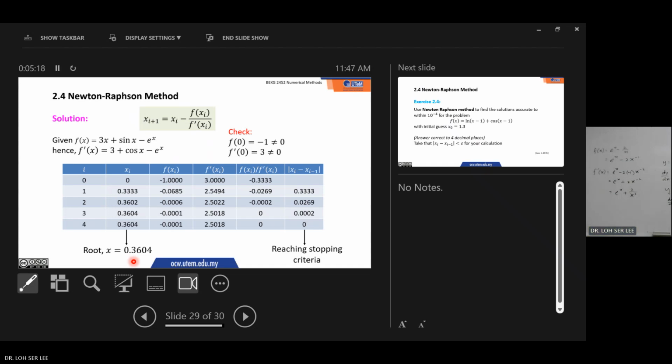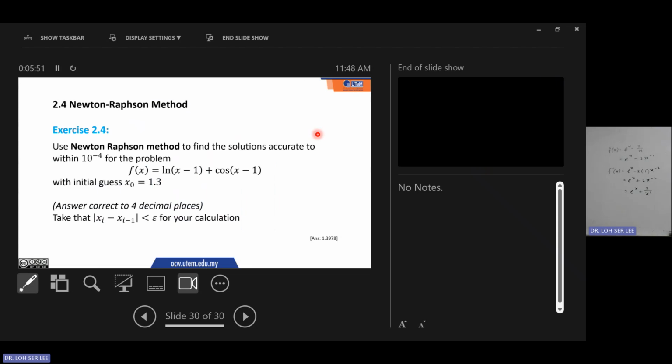Any questions? Whenever we want to get a new x, just use the rule, x minus the ratio. If the ratio is a negative value, that means minus minus, you get plus. Okay, now we try an exercise.